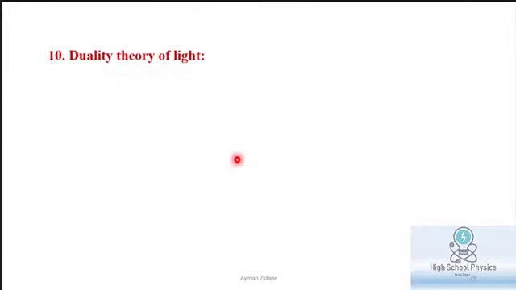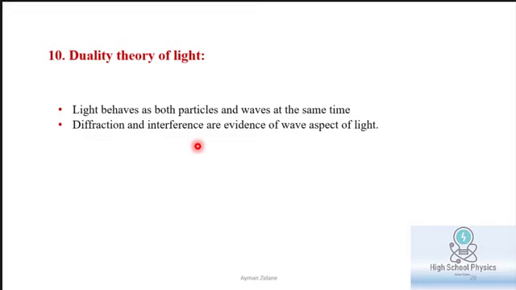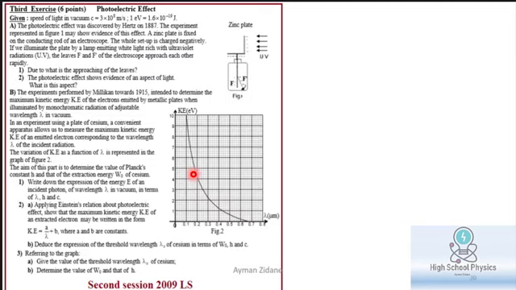Finally, we will talk about the duality theory of light. Light behaves as both particles and waves at the same time. In diffraction and interference, we use the wave aspect of light to describe the phenomena, while in the photoelectric effect, we consider that light is a particle. We use the particle theory of light. Diffraction and interference are evidence of the wave aspect of light. The photoelectric effect and other phenomena are evidence of the particle theory of light. The conclusion: light has a dual nature.